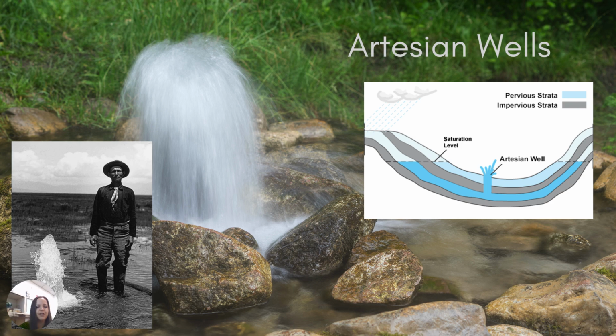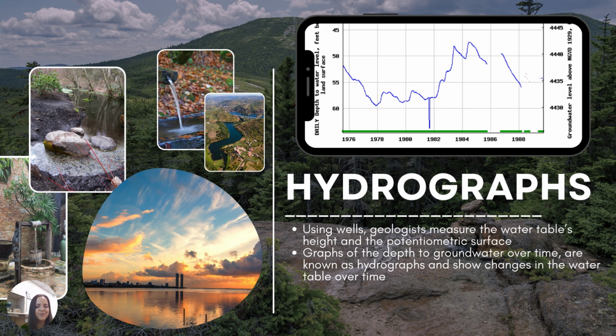So we use the pressure. So if you look at this diagram on the right there, upper right, you can see that the pressure surface where it says saturation level is higher than the elevation of where the well was put. And so what's going to end up happening is the water is going to push itself out and we get something called an artesian well. Those aren't nearly as common nowadays because we know a little bit more about the pressure surface.